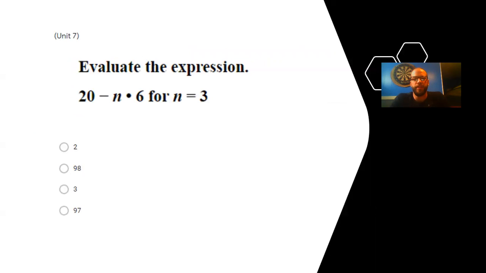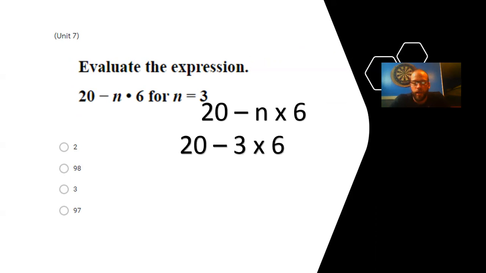Unit 7, evaluate the expression 20 minus n times 6. So what do we do first? Well, plug in the number for the variable. They tell us the variable is equal to 3. So plug it in. We have 20 minus 3 times 6. Please excuse my dear Aunt Sally. Please excuse. Parentheses, done. Nothing there.